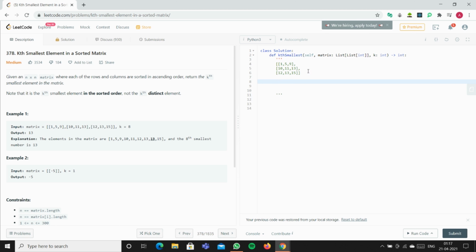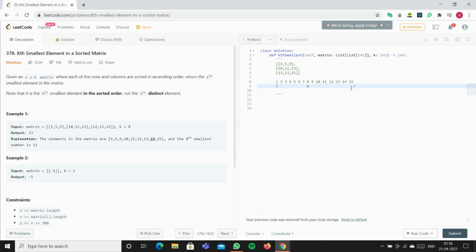Since we are given a sorted matrix, the first thing that should come to our mind is binary search. So what we could do is take 1, which is the smallest value, the first element of the matrix, and 15, the last element of the matrix, and consider all the values between them. We can assign L to 1 and R to 15, left and right, and find the mid value of it. So the mid of it would be 8.